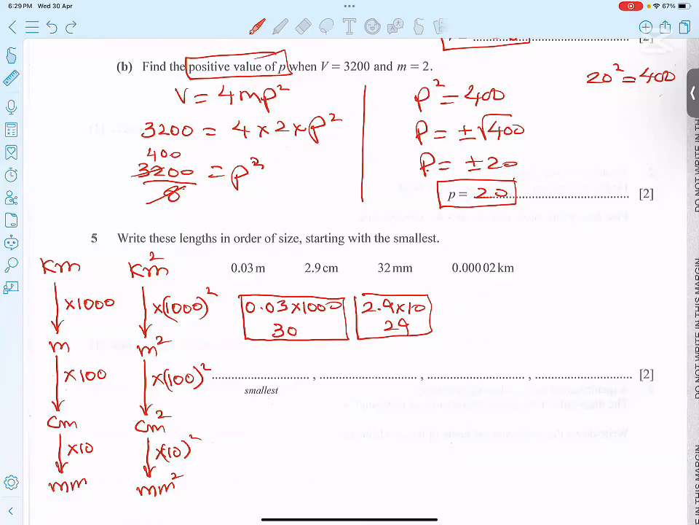Let's talk about the third one. The third one is already 32 millimeters. I'm not converting it. It is already there. Lastly, 0.0000402, going from kilometer to millimeter. So 1,000, then 100, then 10. So how many zeros? 3 plus 2 plus 1, so 6 zeros are going to multiply.